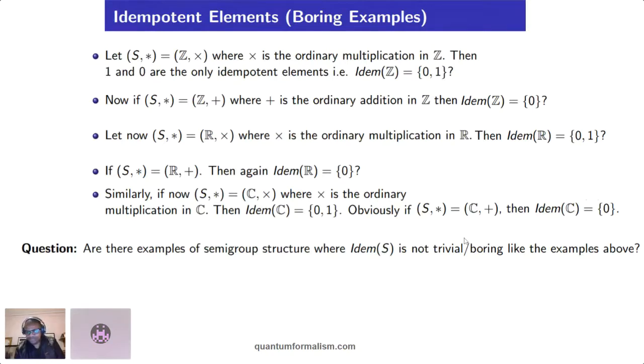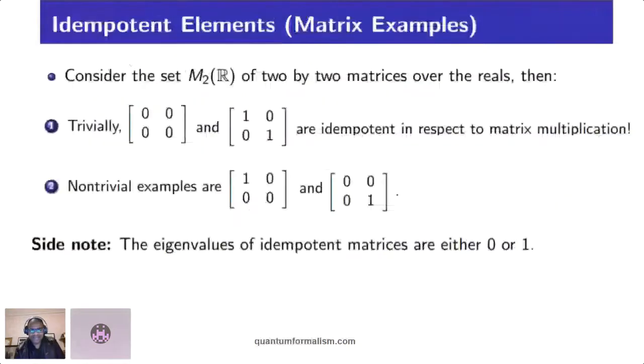So let's try to hunt some examples. Well, an obvious one is the matrix example. Obviously, trivially, the zero matrix and the identity matrix are idempotent, right? Because the zero matrix times itself is 0, and the identity times itself is the identity. And also, for non-trivial examples, I claim these matrices are idempotent.